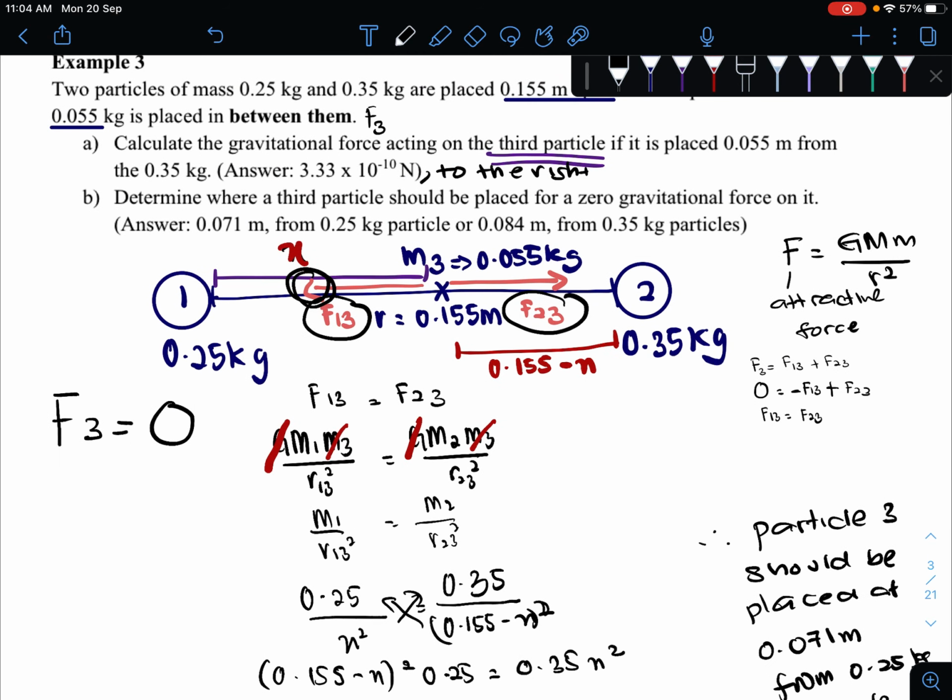Ataupun boleh jadi awak guna cara yang bertentangan, iaitu awak jadikan ini sebagai X, maksudnya jarak ni sebagai X, jarak ini akan jadi 0.155 minus X. Tak ada masalah, tapi awak akan dapat the opposite lah. Yang penting adalah you're still going to get in between this distance. Okay, kalau daripada objek ketiga, jawapan dia adalah 0.085. Kalau daripada objek 1, jarak dia adalah 0.071. Kalau daripada objek 2, jarak dia adalah 0.08. So basically kalau kamu tengok 0.155 tolak dengan 0.071 tadi tu, awak akan dapat 0.084.